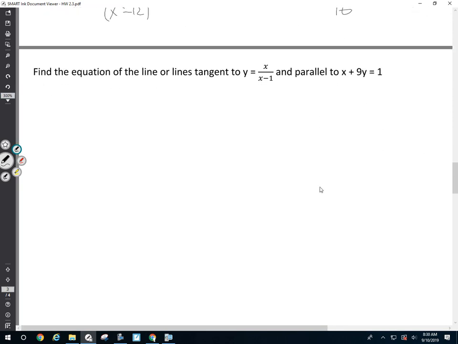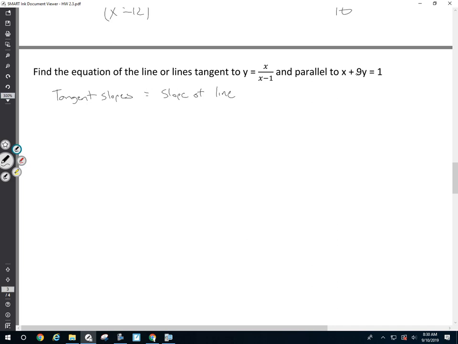Great, this is a great question. I'm very happy to see this question. Find the equation of the line or lines that are tangent to this and parallel to this. Okay. That means my tangent slopes, my y primes, need to equal the slope of this line. I'm going to write it out. Tangent slopes need to equal the slope of the line.